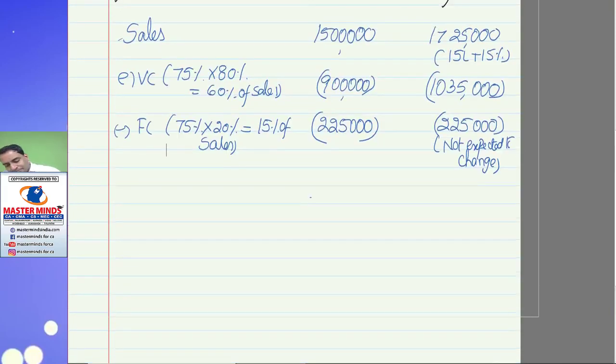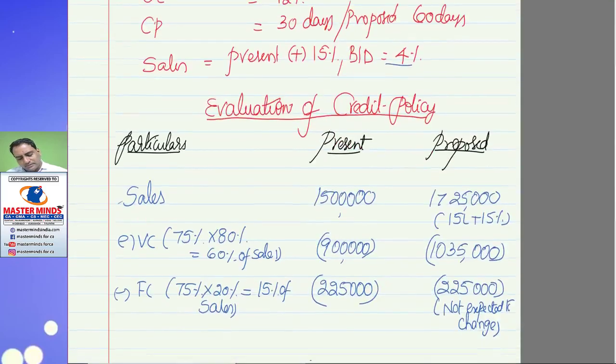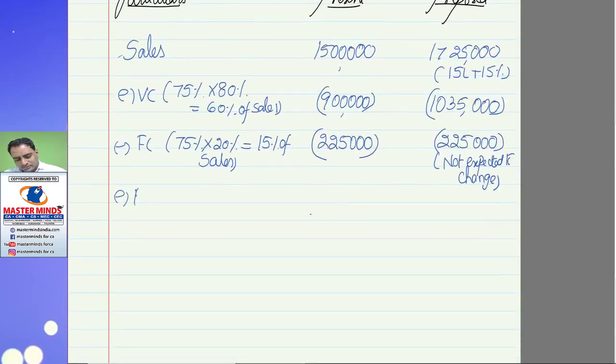Then bad debts 1%, 4%. $15 lakhs into 1%, 15,000. 17,25,000 into 4%, 69,000.